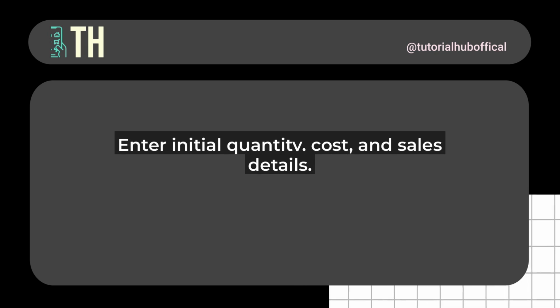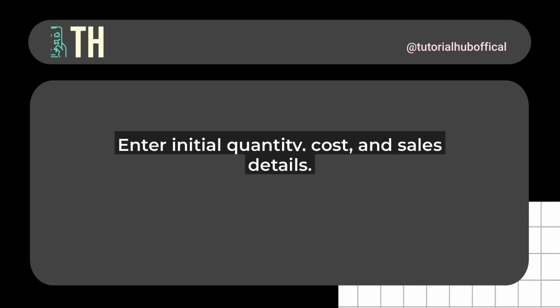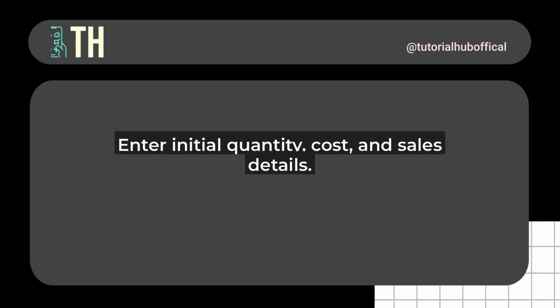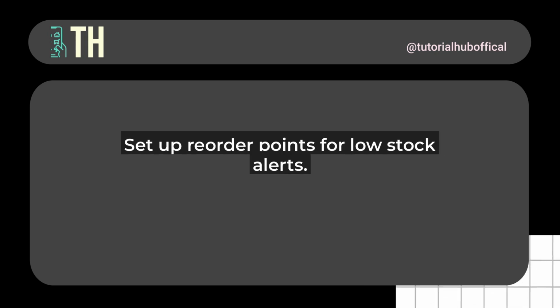Next, fill in the essential details. Enter the initial quantity you have, the cost per unit, and any sales information like price and income account. Don't forget to set up reorder points if you want alerts when stock is low. Super handy for 2025's efficient business practices.